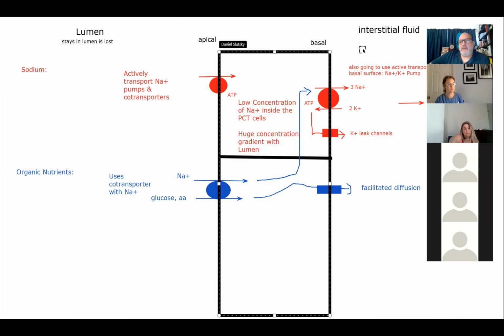All right. Questions on those? One more quick point. Remember this co-transporter that moves things in the same direction? Remember, we call that a symporter.